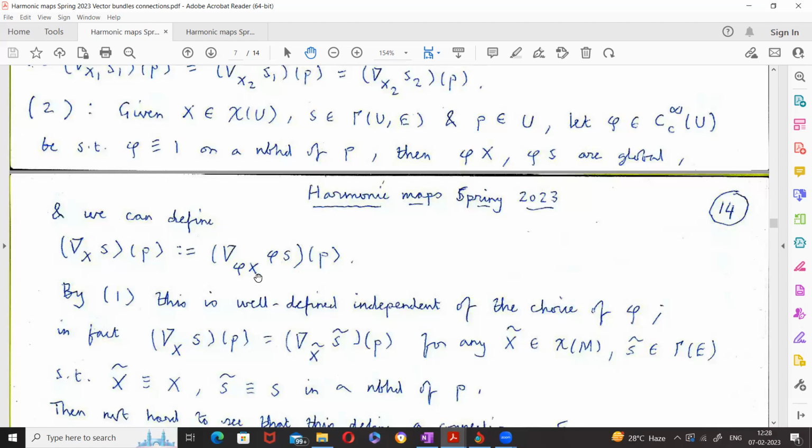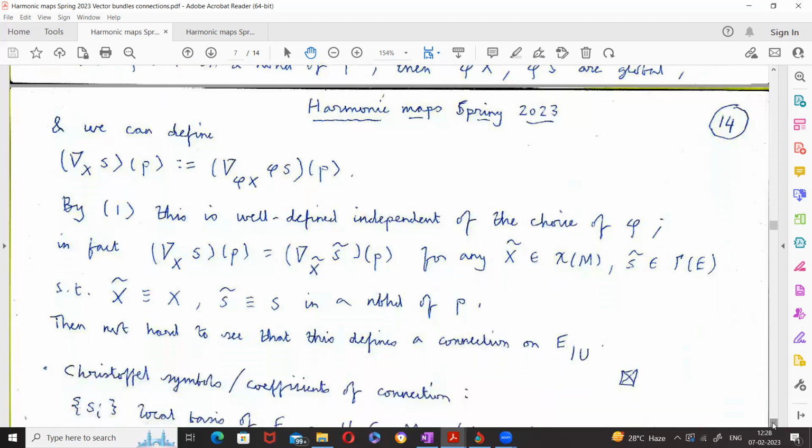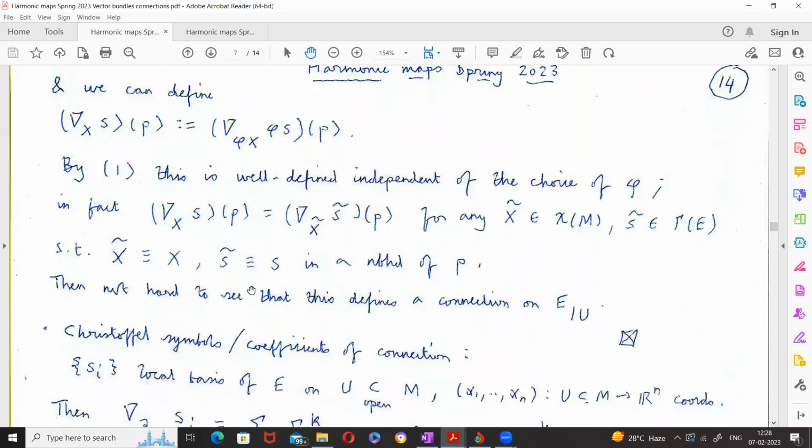So by part one, this is well defined. Is that clear? Okay. So in fact, this connection is given how? That nabla x applied to S, nabla x of S is nothing but nabla x tilde S tilde, where x tilde is any global vector field in chi-m and S tilde is any global section in gamma e, such that x tilde is equal to x and S tilde is equal to S in a neighborhood of P.